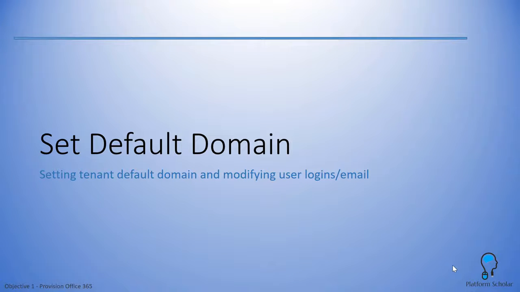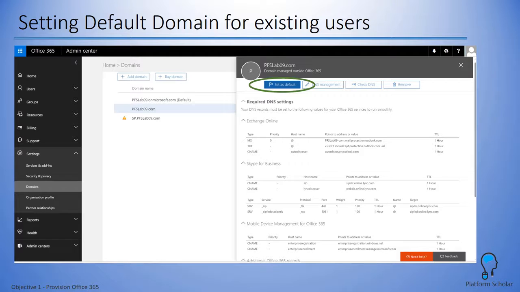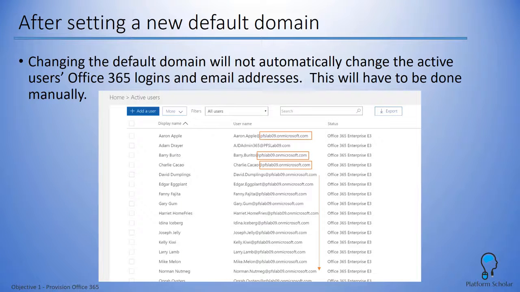Before we get to the demo, let's look at how we set the default domain for the tenant and how we can make individual and bulk changes to users regarding that domain. In order to set the default domain, we go back to where we added the domain in the first place, to Office 365 Admin Center, Settings, Domain. When we select a domain, we can make it the default by clicking the Set as Default button. This will not affect any existing users, but it will become the default domain for any new users added.